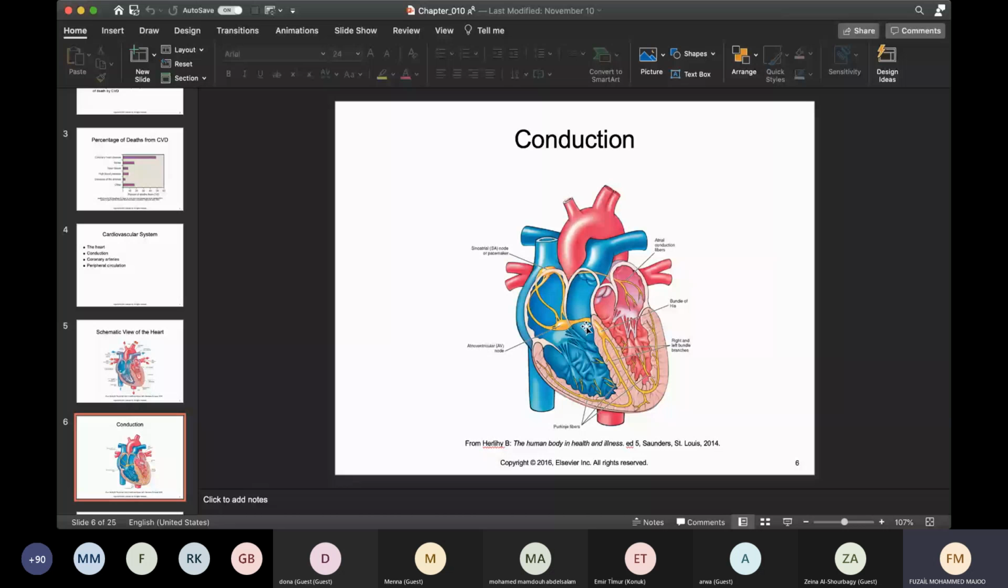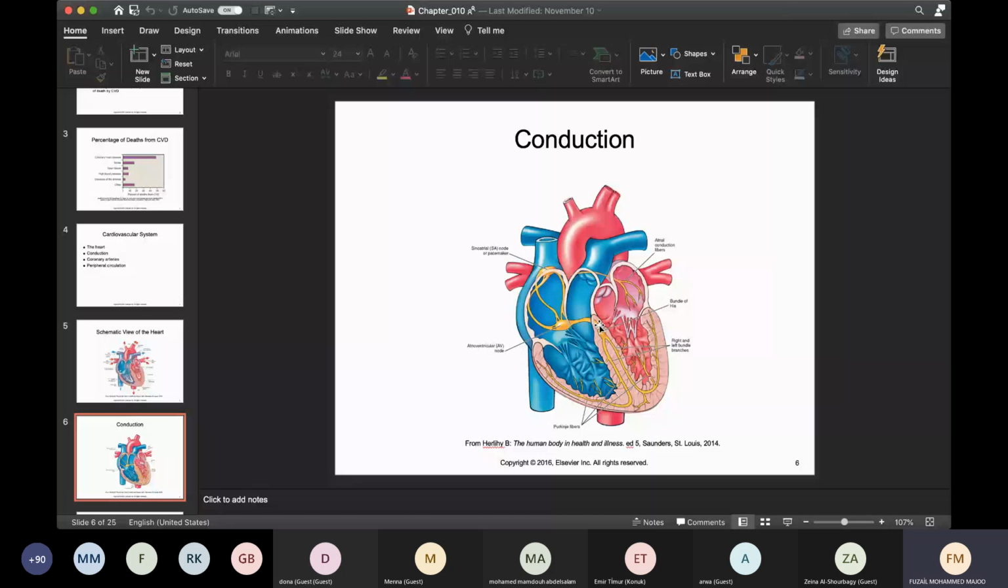Once they start to fill up with blood, this slowdown opens up and then things speed up again. The part where it speeds up again is called the bundle of His. From here, it divides into a right and left side.